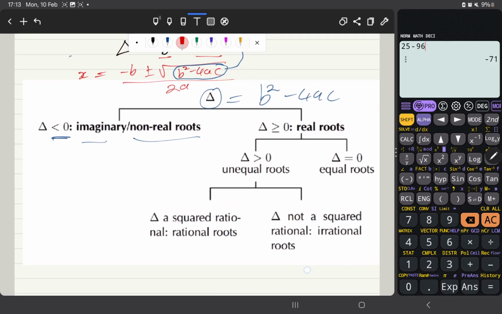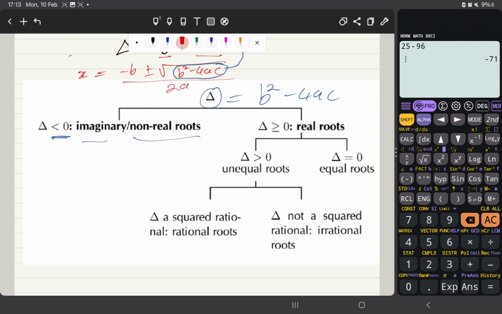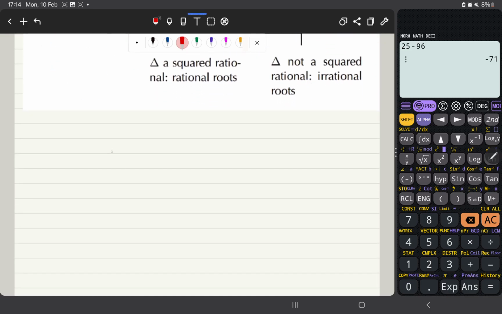Now if our discriminant is 0 or greater than 0, these are the things that happen. So you could have equal roots. Equal roots happen if your discriminant is 0, so let's talk about that. Equal roots, a good example would be x squared minus, yes, make it minus, let's say 4x plus 4, right?